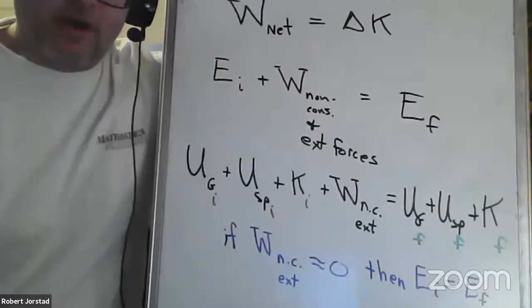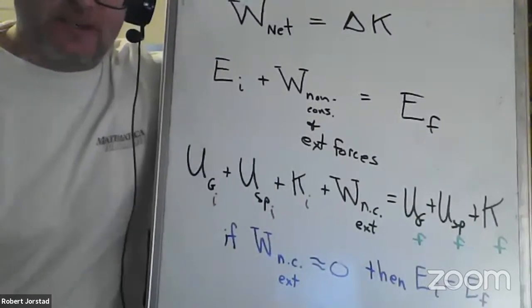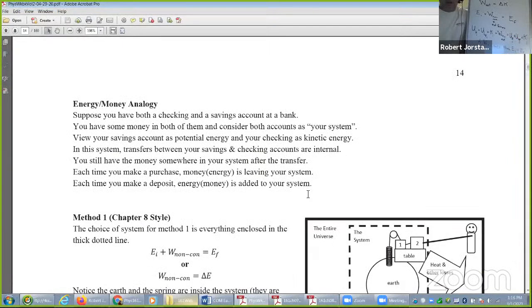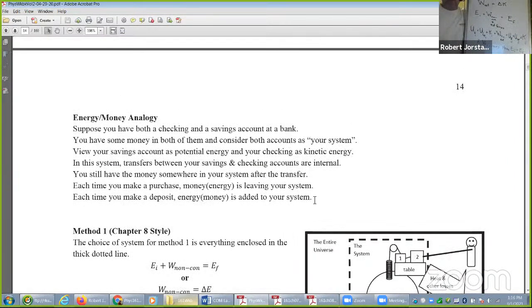If you make the system big enough, aren't all forces conservative? Or yeah, you could argue that energy is conserved in the universe. And actually, let me allude to this on the next page in the workbook. Good question. So let me scroll to the next page of the workbook. So now page 14. I'm going to answer your question in just a sec, Esteban.